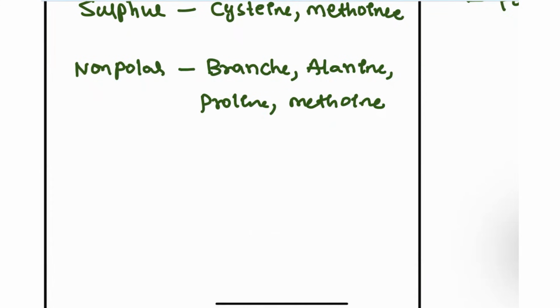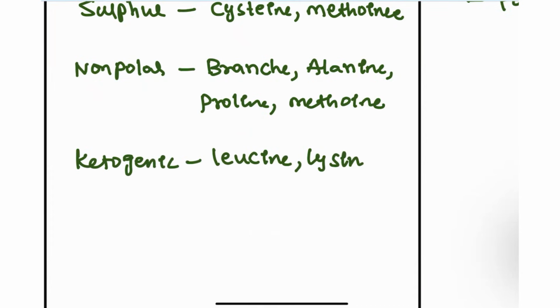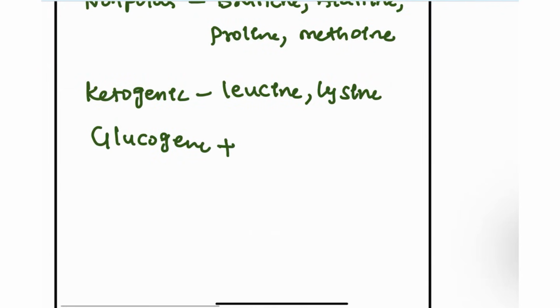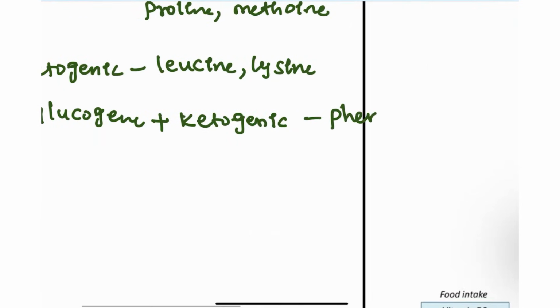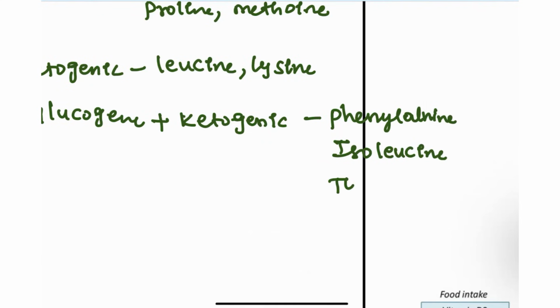Next, ketogenic. This is leucine and lysine. Okay, and glucogenic plus ketogenic. Remember this way, glucogenic and ketogenic are phenylalanine, isoleucine, and tyrosine.